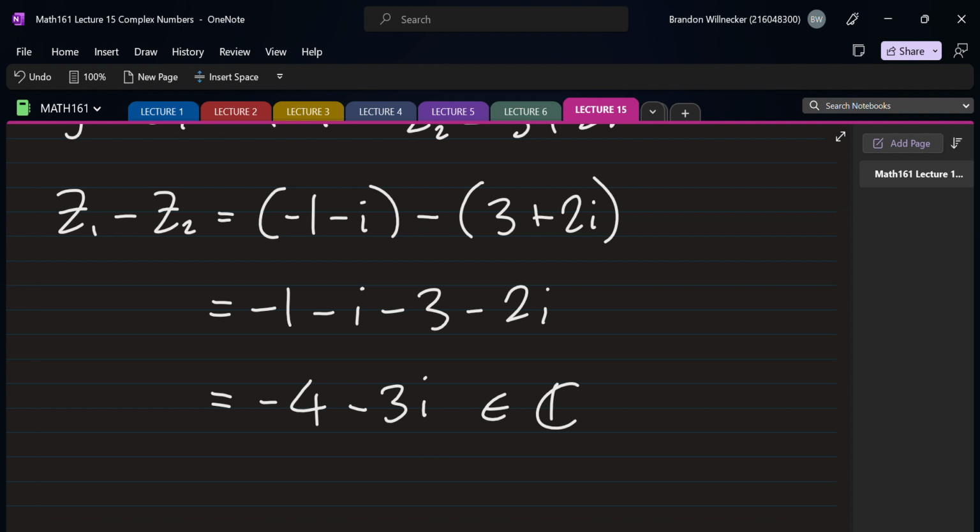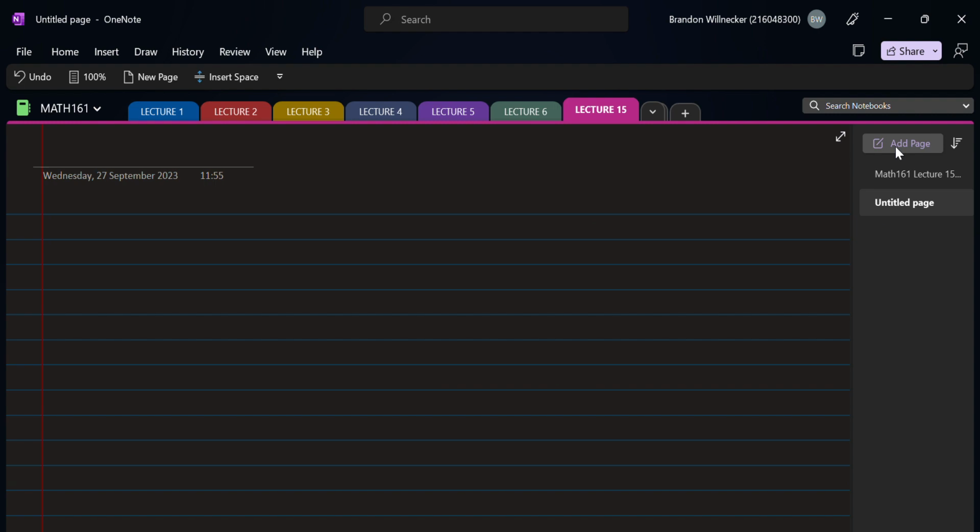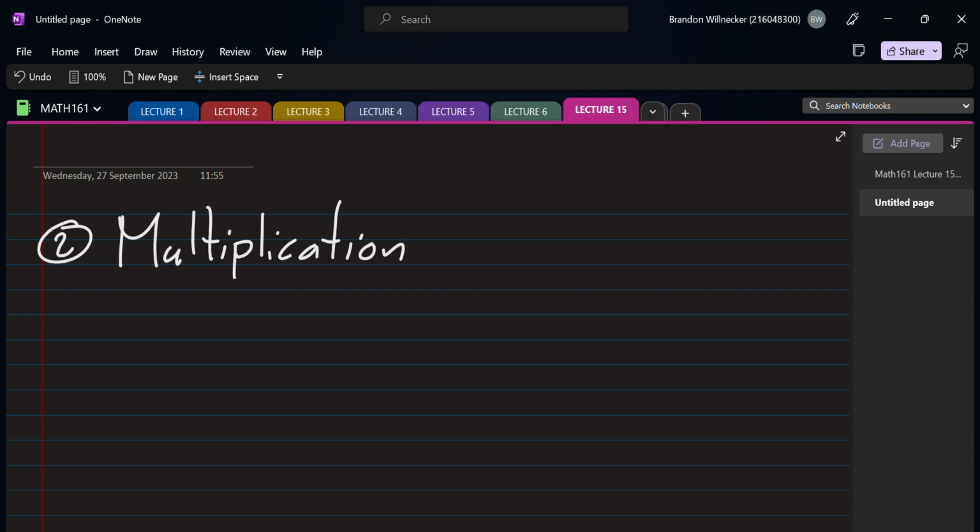So given two complex numbers, we can add them together and get a complex number, or we can subtract them and again get a complex number. Okay, let's have a look at multiplication now. So that's the second bit. Okay, so addition and subtraction we group together because those are fairly similar operations. For multiplication and division, they're a bit more different, so we separate them out.